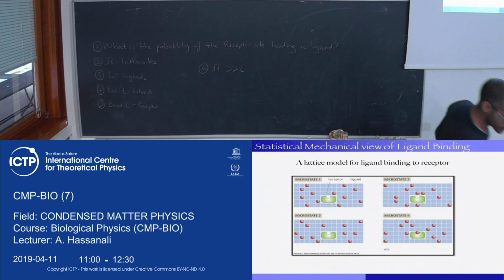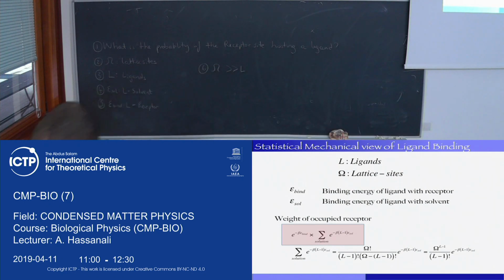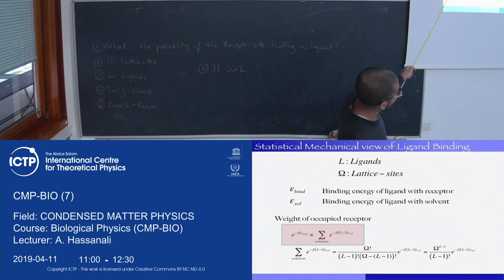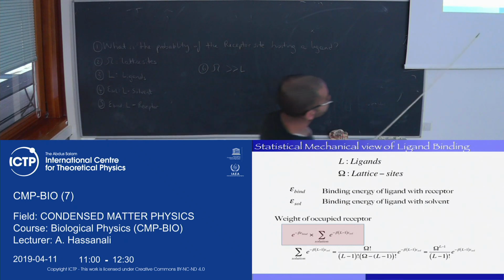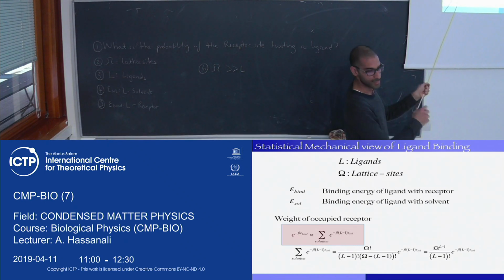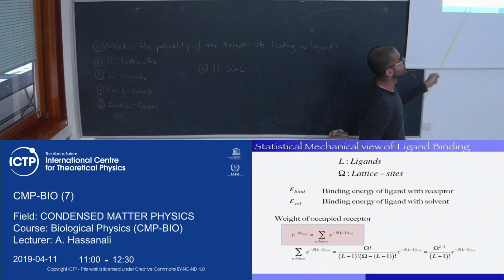Okay, so, just to quickly go through this, those are the parameters. The weight of having the receptor occupied will be e to the minus beta E bind times the summation of all the weights of the multiplicity times e to the minus beta L minus 1 E sol.